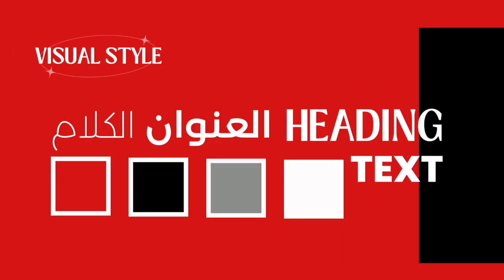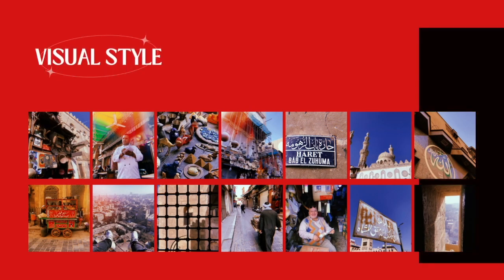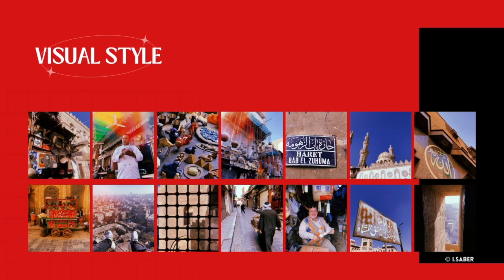For the visual style, we want to go with the colors of the Egyptian flag, the red, white, black, in addition to grey, with the fonts displayed on the screen, for both Arabic and English. Here we have some photos that were taken by me during the first site visit, to indicate the visual style this pavilion will follow.